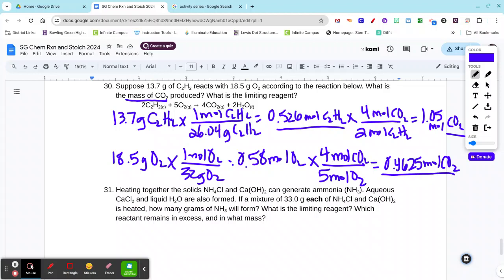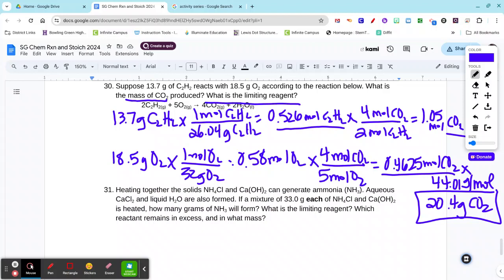So when I compare my mole amounts of my product here, I see that this one is smaller. So really, I can just go from here. So to find my mass, I'm going to multiply by the molar mass of CO2, which is 44.01 grams per mole. So my theoretical yield here is 20.4 grams of CO2. Okay, so that is how much I can make. You always want to go from the smaller one because you can't make any more than what your limiting reactant will make.